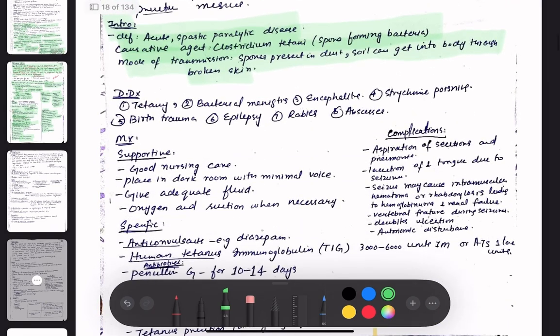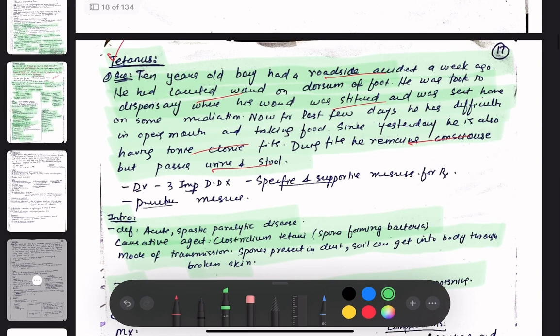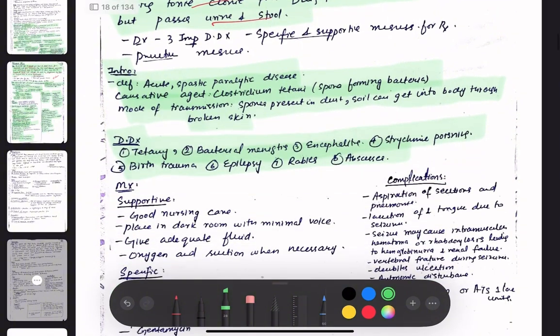Now, the differential diagnoses of tetanus are bacterial meningitis, encephalitis, strychnine poisoning, birth trauma, epilepsy, rabies, and abscesses. The following conditions are present, that is a lacerated wound, then stitched, then the patient is conscious but passing urine and stool, and he is having tonic clonic fits. So these are the features of tetanus, and these may also be present in rabies, epilepsy, birth trauma, and bacterial meningitis. So all these are the differential diagnoses of tetanus.